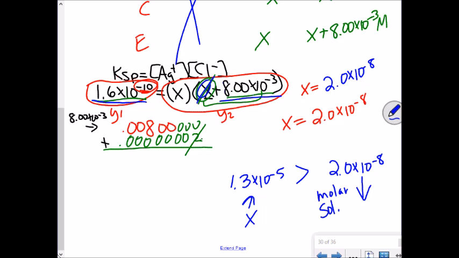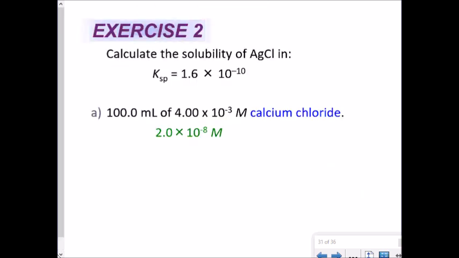So that's significant. Originally we could dissolve 1.3 times 10 to the minus 5 moles in there, but now by adding in the calcium chloride, we can only dissolve 2 times 10 to the minus 8 moles per liter. So that's showing you numerically how the solubility totally decreases when you add in a common ion. And that's the conceptual part of the common ion effect. It decreases the solubility of the original salt. Okay? Now, let's look at the next one. Good question. Thank you.